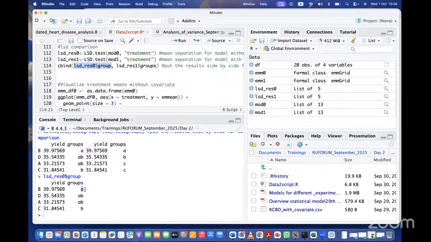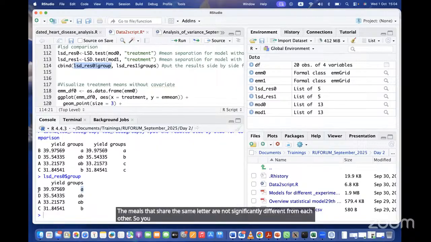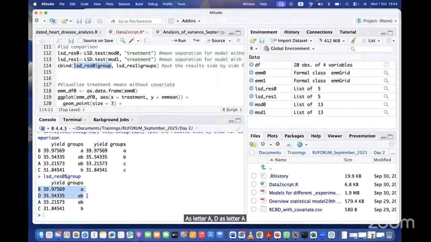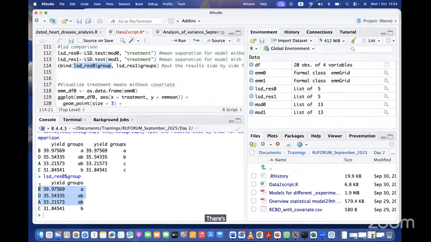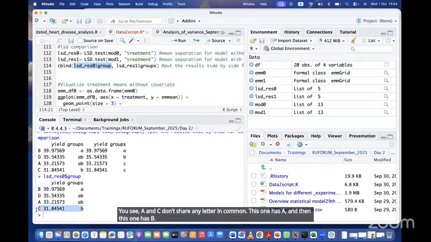So based on this, what we're saying is that the means that share the same letter are not significantly different from each other. You can see that B has letter A, D has letter A, and then A also has letter A. So based on the first model, there is no difference between B and D. There is no difference between B and A. But there is a difference between A and C. You see, A and C don't share any letter in common. This one has A, and then this one has B.